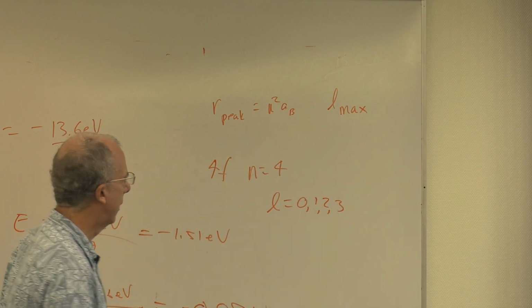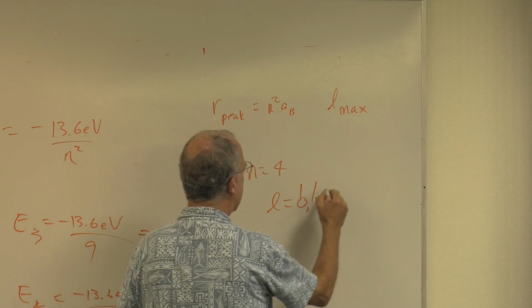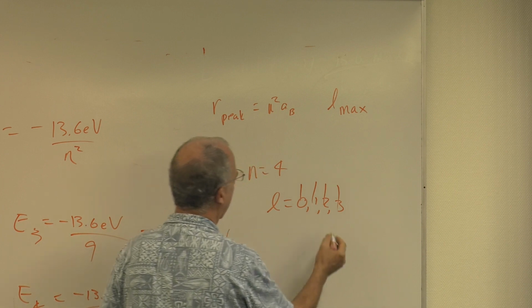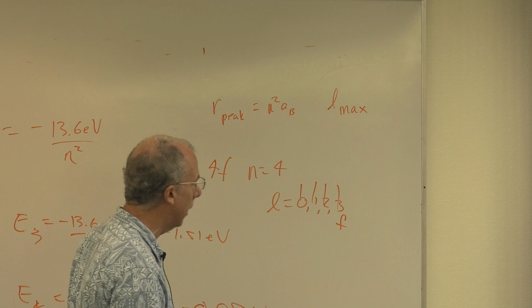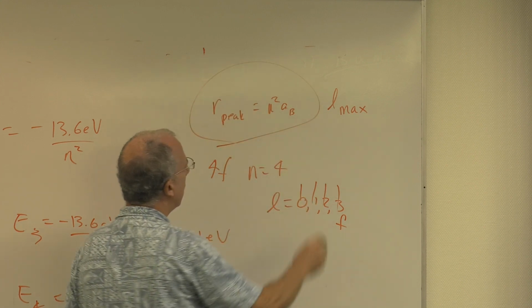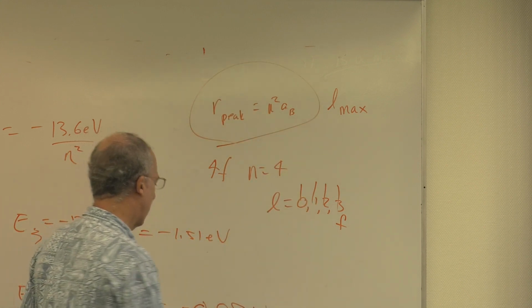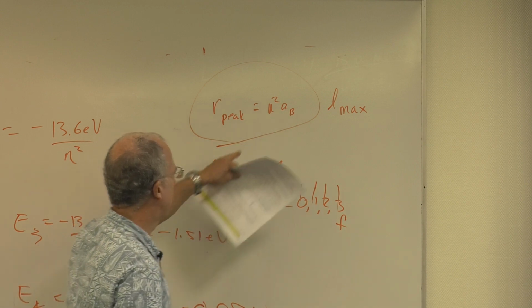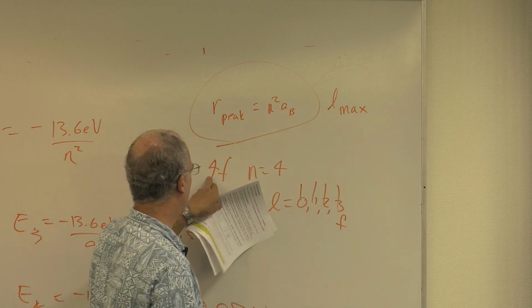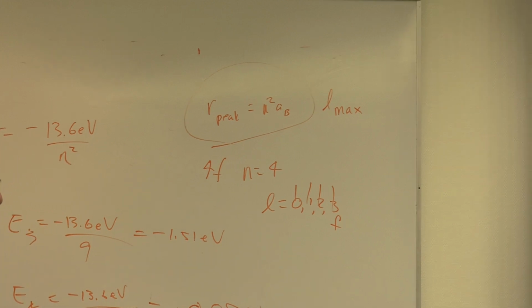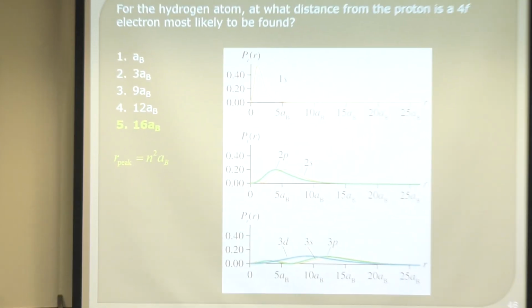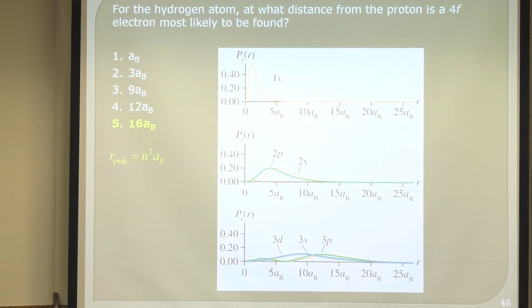Well, what's f? Remember, s, p, d, f. So we have the l max, because the f state is the maximum angular momentum. So that means we can use this rule. And so what's the answer? Well, it's just 16, because 4 is the n, so just 16. Yay. Okay. All right.